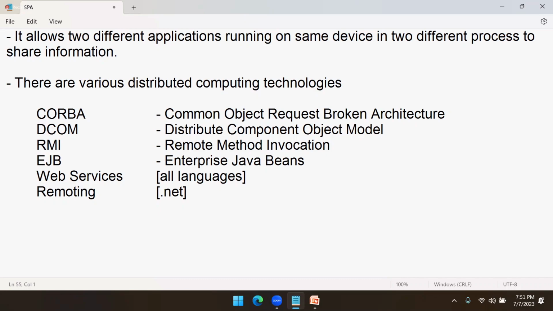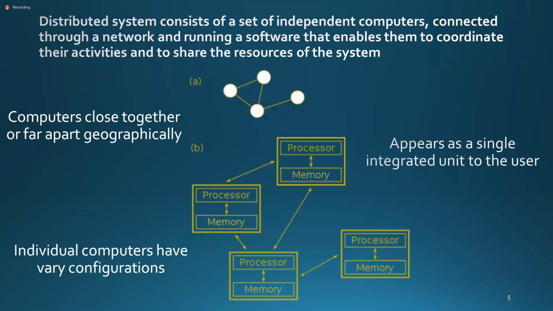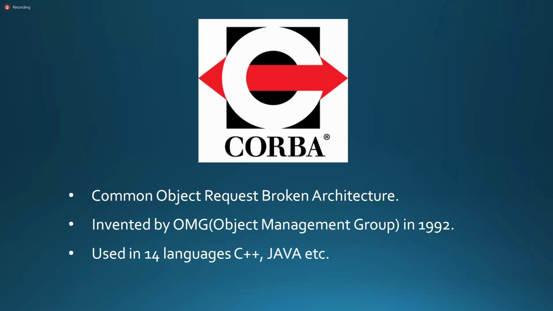Right. So now the point is here, you can see these are all different distributed computing technologies. We have CORBA, which is Common Object Request Broker Architecture. It is used in almost 14 languages, invented by the OMG Group.